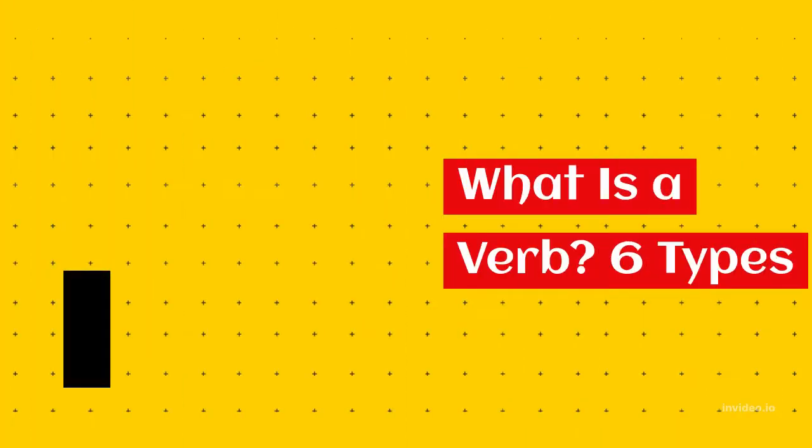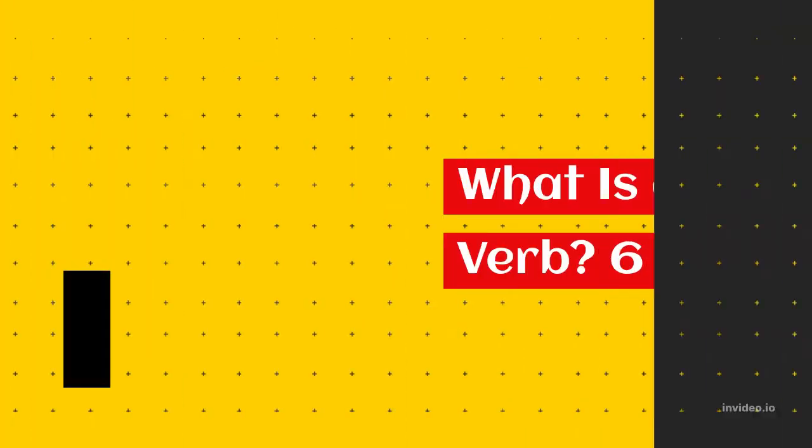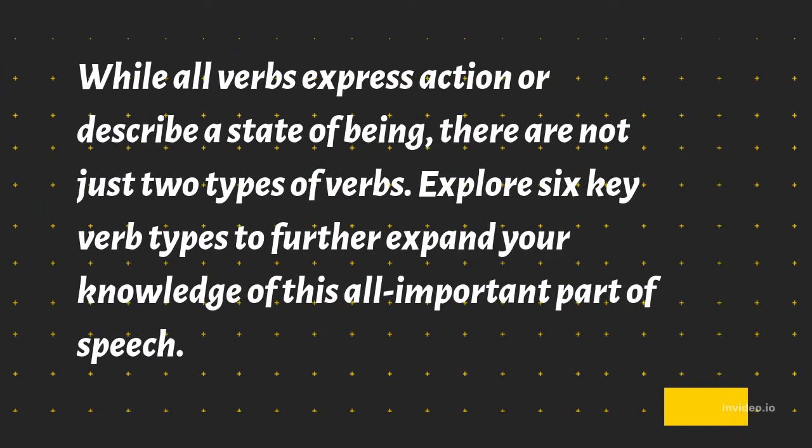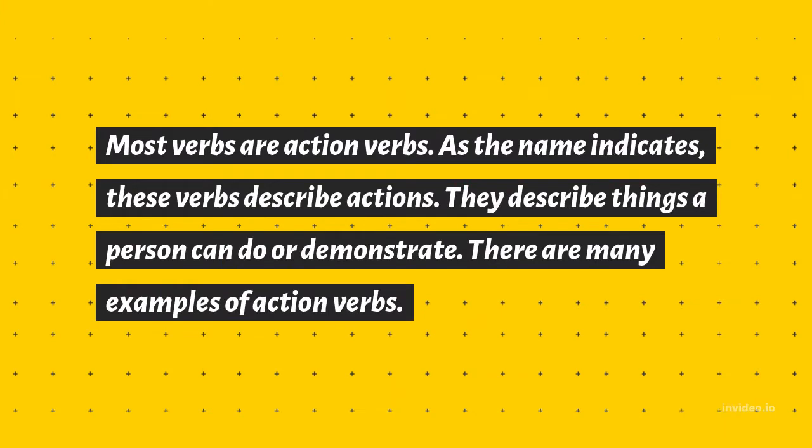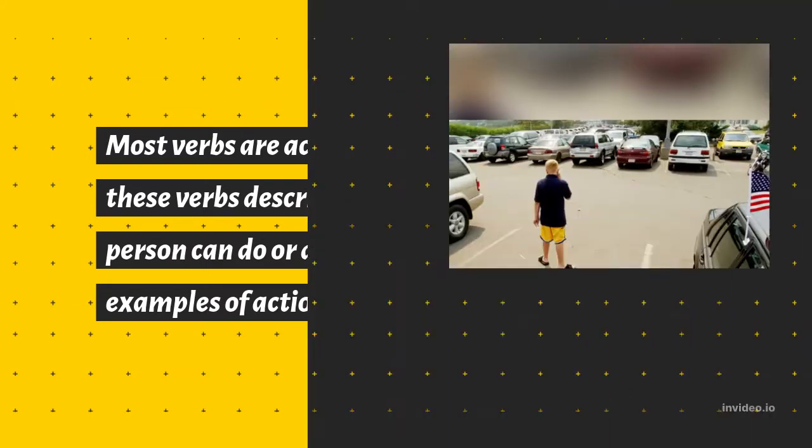What is a verb? 6 types. While all verbs express action or describe a state of being, there are not just 2 types of verbs. Explore 6 key verb types to further expand your knowledge of this all-important part of speech. 1. Action verbs. Most verbs are action verbs. As the name indicates, these verbs describe actions. They describe things a person can do or demonstrate. There are many examples of action verbs.